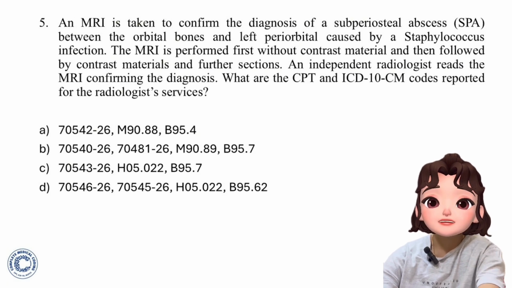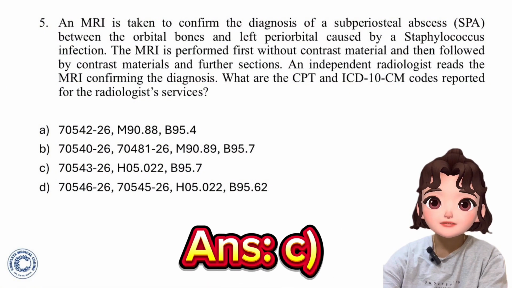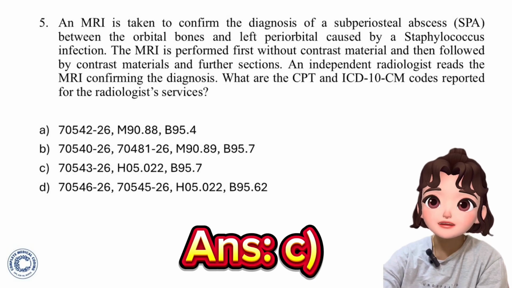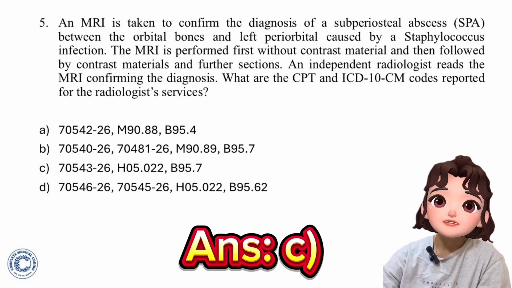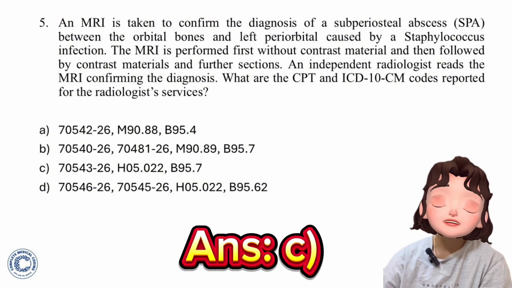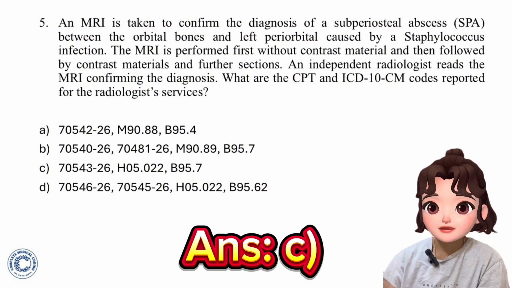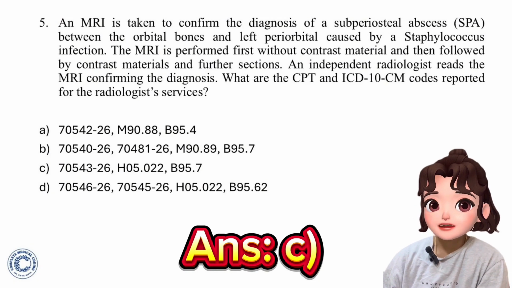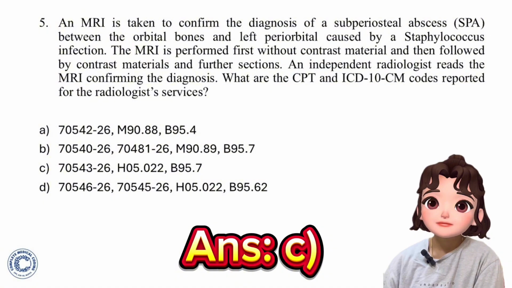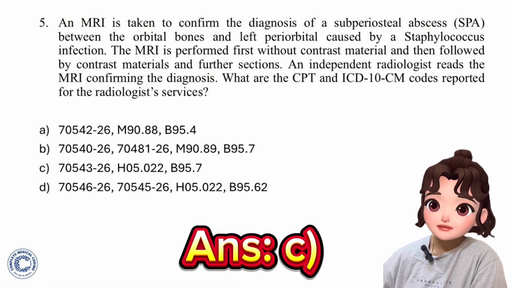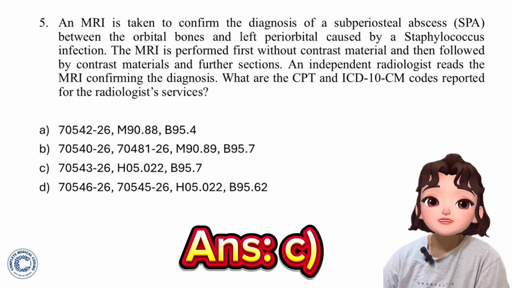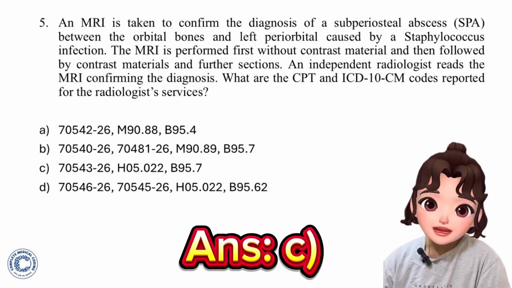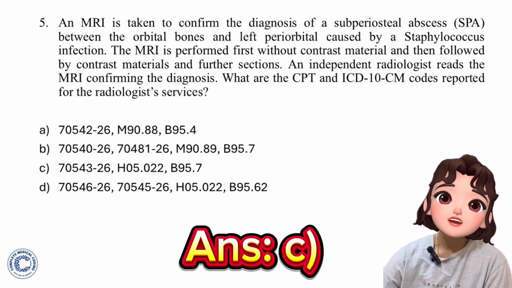Alright. So which makes our answer option C, 70543 for the MRI code, and mark it with modifier 26 to show that it is a professional component. And then the ICD codes for osteomyelitis of orbit, which is H05.022, and B95.7 for the specified organism, staphylococcus, which is mentioned. It is also mentioned in the question, right? Staphylococcus infection, it is mentioned. So that organism also you have to code, how it is caused. That is as per the ICD guidelines. So as I mentioned, option C is the answer.